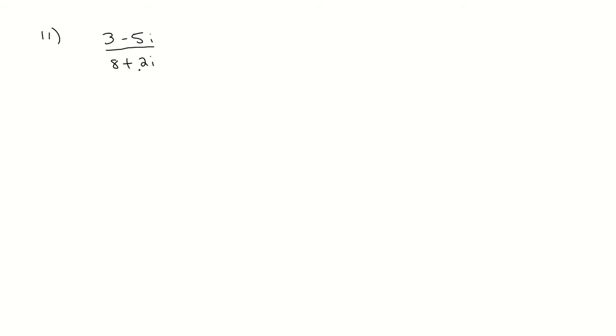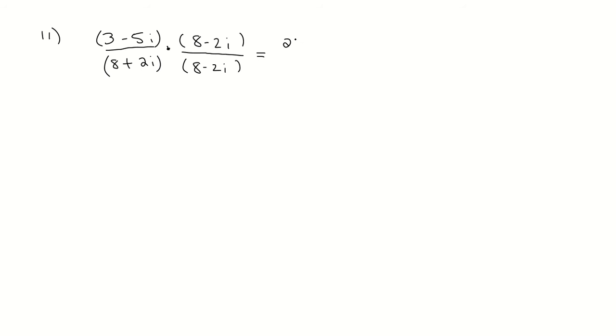For number 11, in order to divide complex numbers, you actually have to multiply. And you have to multiply top and bottom. What do you have to multiply top and bottom by? You have to multiply by the conjugate of the bottom, which is just changing the sign in between the terms. All right, and so I have to FOIL the top and FOIL the bottom.